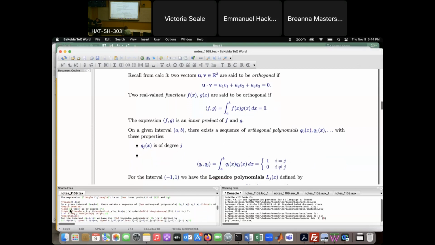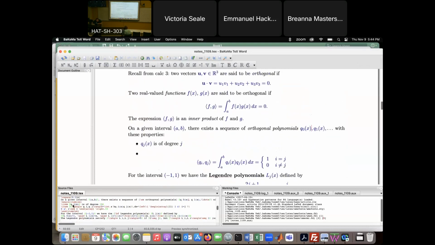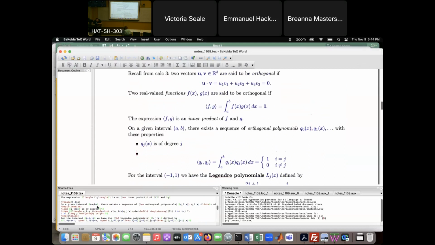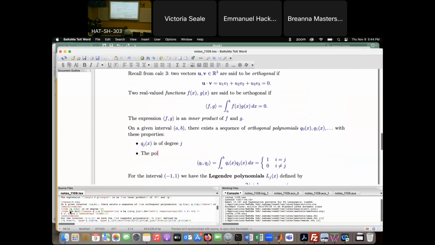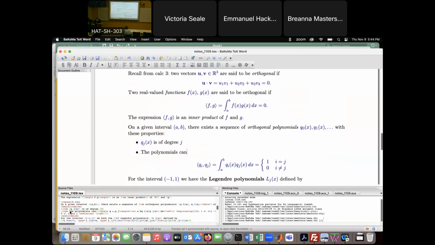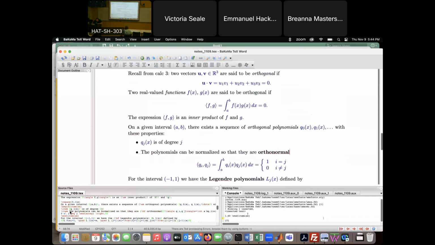So these polynomials can be normalized so that they are not just orthogonal, but orthonormal. Polynomials like this are orthogonal if the inner product of any two distinct ones is 0. But if the inner product of one of these with itself is also equal to 1, then they're orthonormal. This is similar to if you have vectors in Rn. If the dot product of any two distinct vectors is 0, but the inner product of any vector with itself is 1, in other words vectors of unit length, that's a unit vector, then that's a set of orthonormal vectors.